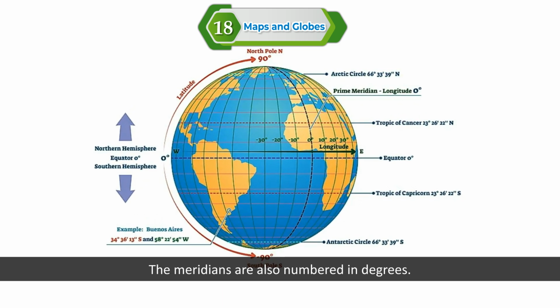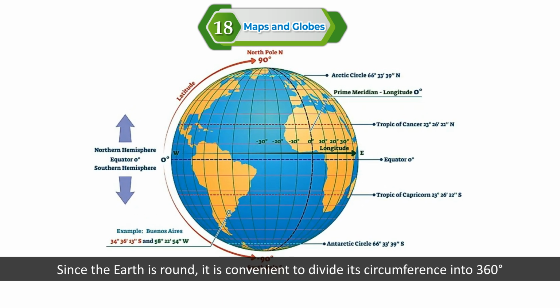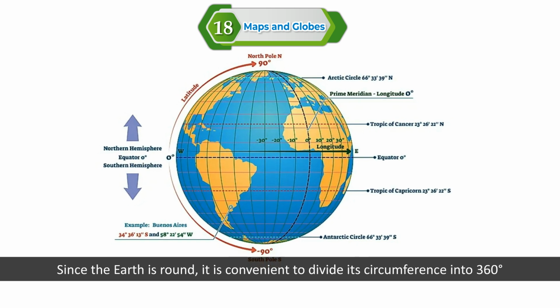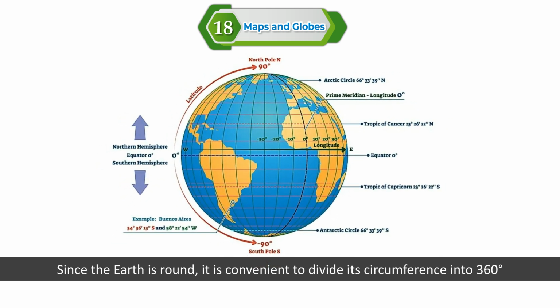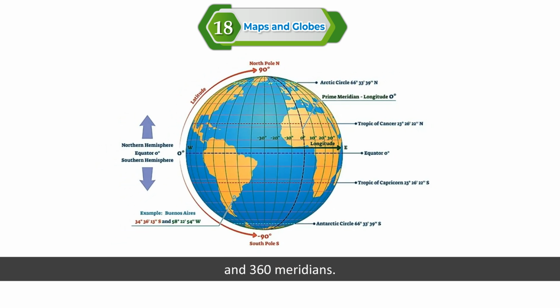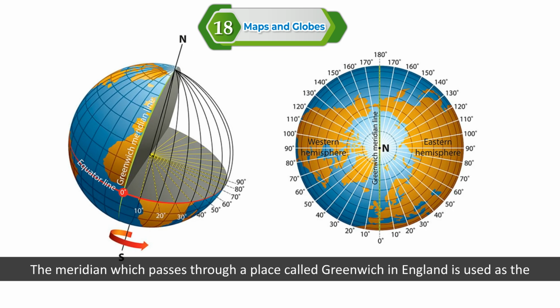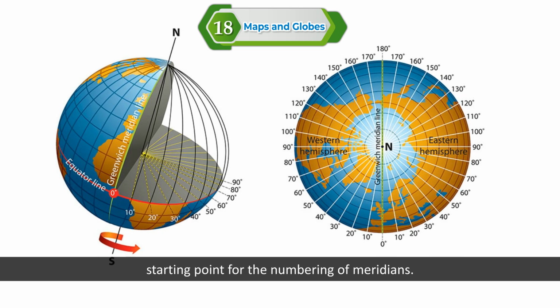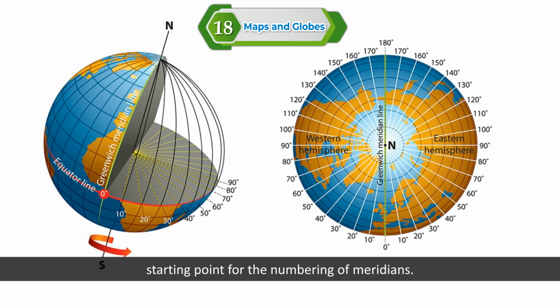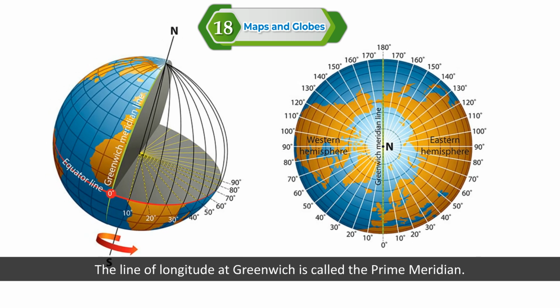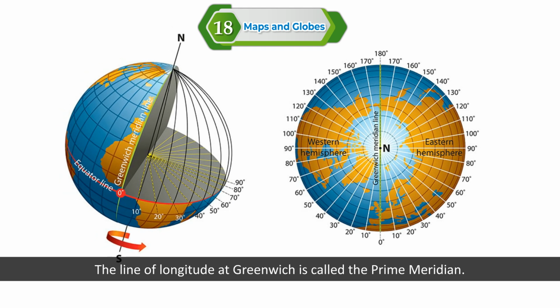The meridians are also numbered in degrees. Since the earth is round, it is convenient to divide its circumference into 360 degrees and 360 meridians. The meridian which passes through a place called Greenwich in England is used as the starting point for the numbering of meridians. The line of longitude at Greenwich is called the prime meridian.